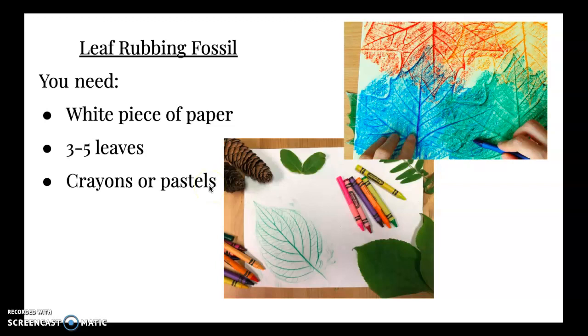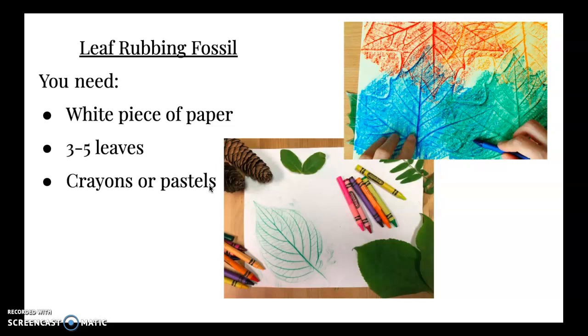So what you're going to do is you're going to get your leaves, you're going to come inside, and you're going to find a piece of white paper. You're going to place your leaf underneath the piece of paper, not on top of it, underneath it.